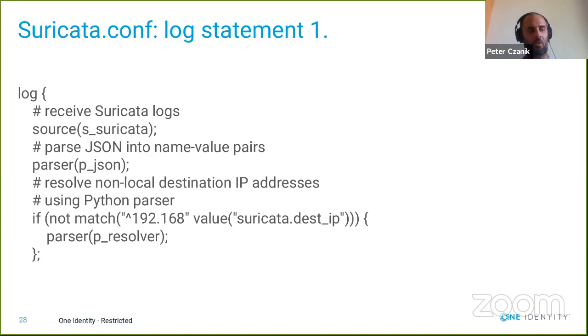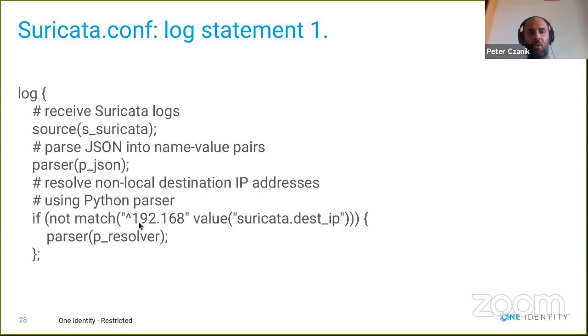And here we have a log statement. It's quite a long one, as with recent versions, it's easy to add additional logic, not just the source, filter, destination, but a lot more. So what you see here is that we have the Suricata source that we defined earlier, and we reference it from here. Then the JSON parser is referenced. And next, we use the Python parser, but only for those IP addresses which are not local.